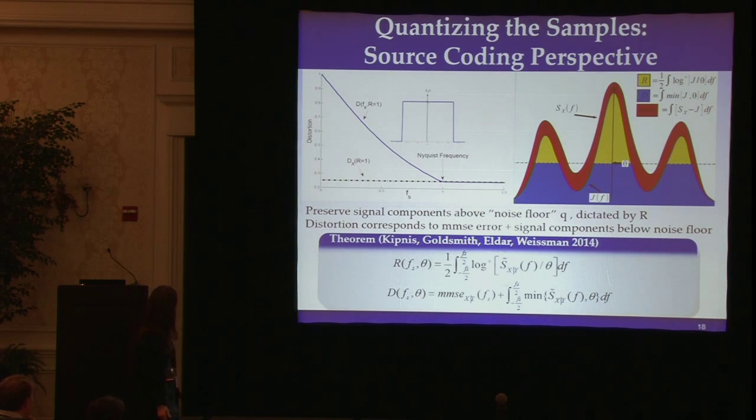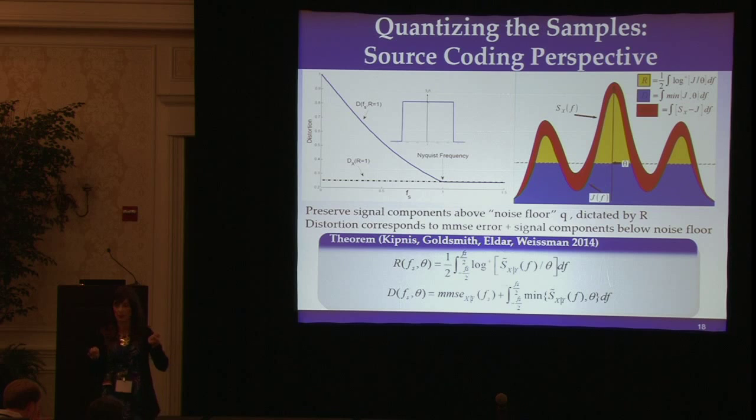So here's the basic result we can show. For a fixed sampling rate, we could develop the rate distortion curve of these continuous time signals. I'm not going to go through the derivations. They're quite involved and kind of irrelevant to the main point I want to make in this talk. But the important thing is that the distortion actually has a very nice interpretation.